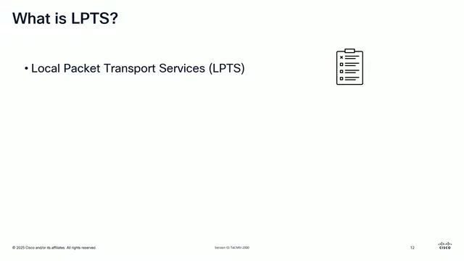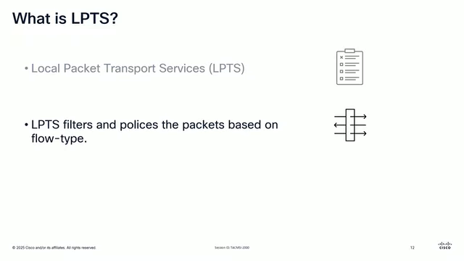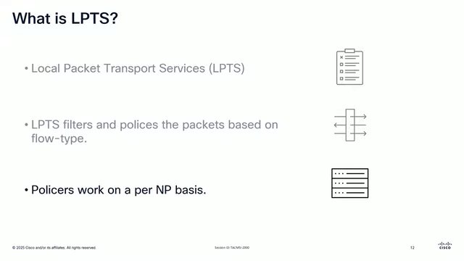How does it work? Well, LPTS polices and filters the packets based on the defined flow type read in hardware before sending the packet to the software. And another thing that we need to keep in mind is that policies work on a per NP basis. What does this mean? Well, it means that all the defined flow type rates will be configured across all the NPs in the same line card.